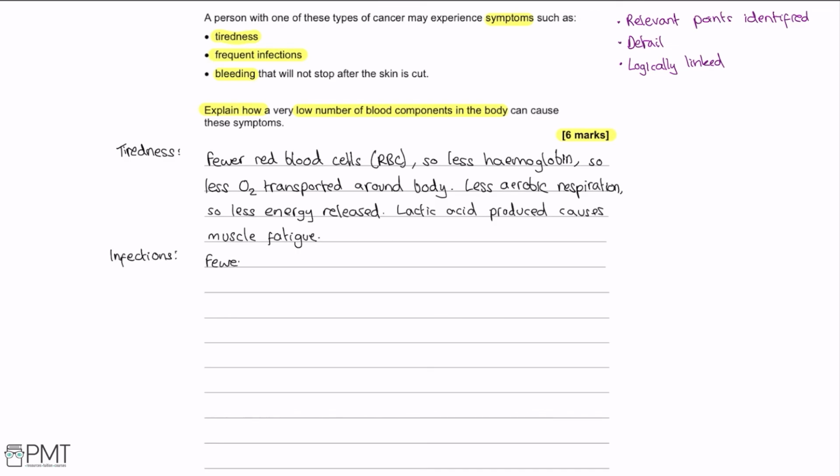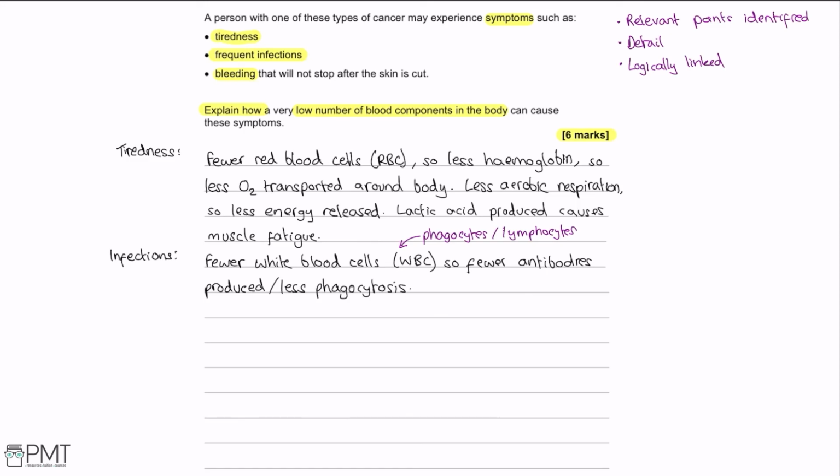Moving on to talk about the next symptom, frequent infections. This is because fewer white blood cells are in your system, and the mark scheme will allow you to call these white blood cells phagocytes or lymphocytes as well. Fewer white blood cells in the system mean that fewer antibodies are being produced, and less phagocytosis, that's the engulfing of a pathogen by a white blood cell, is taking place. Fewer pathogens are therefore killed.